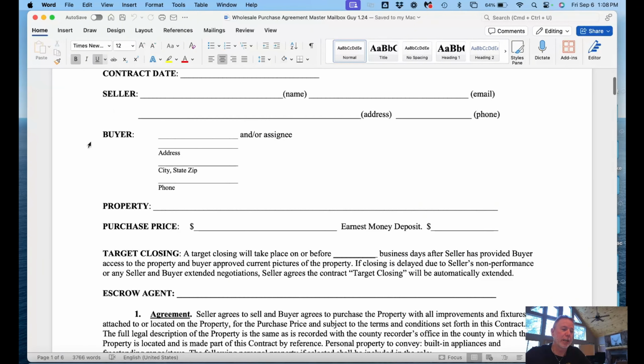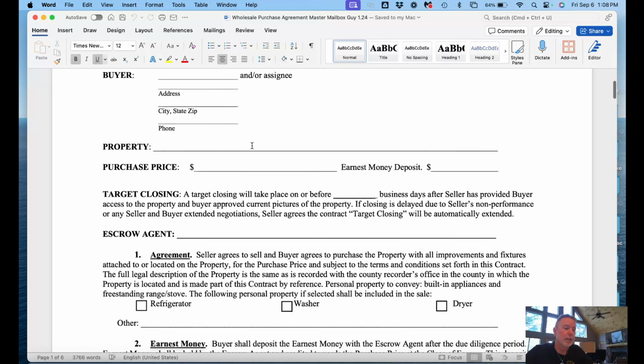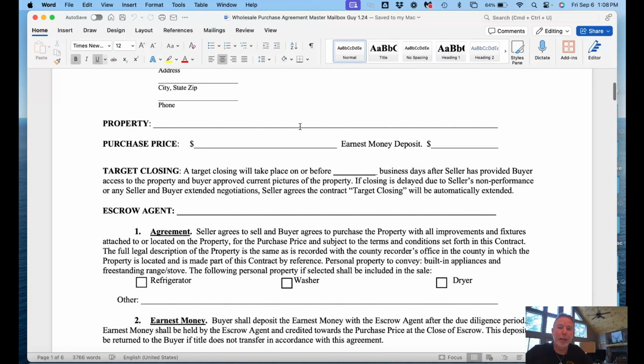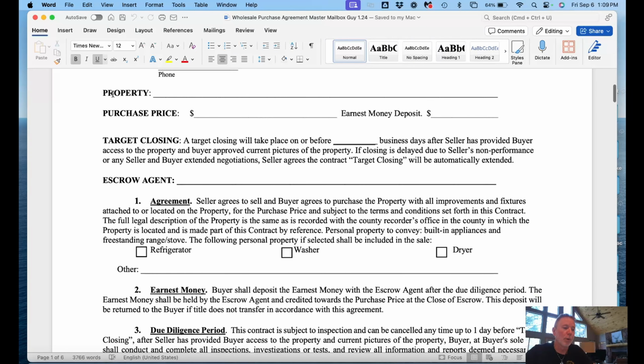The next section is your information as the buyer. You also have "and/or assignee," meaning you can assign it to somebody else if you need to, or into one of your LLCs. The next section is the property address. Pretty simple. Then we put in the purchase price. How much are you actually going to pay for that property? Then you have earnest money.